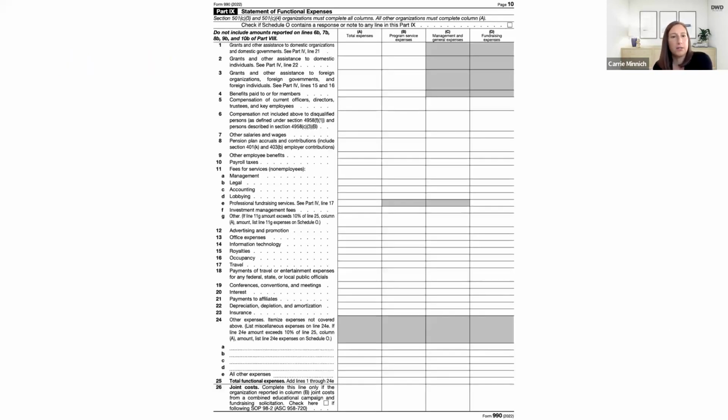So this is, I know it's very small, but this is the page of the statement of functional expenses within the 990. So again, we can see on the left-hand side is our natural classification. We have the salaries, legal, accounting, those types of expenses, just like on the financial statements. And then across the top, we have our program, management and general, and fundraising. So very similar to what we have to report on the financial statements.